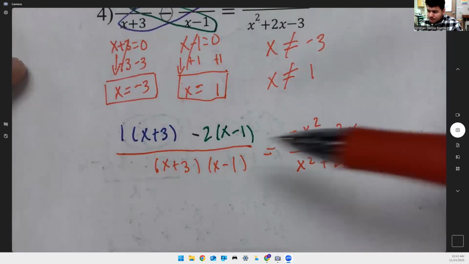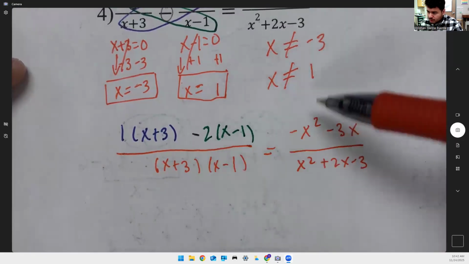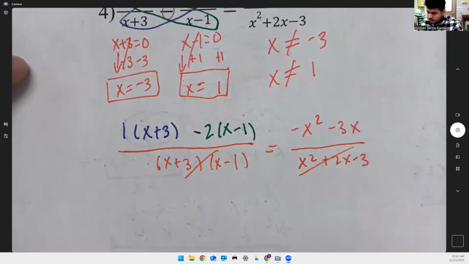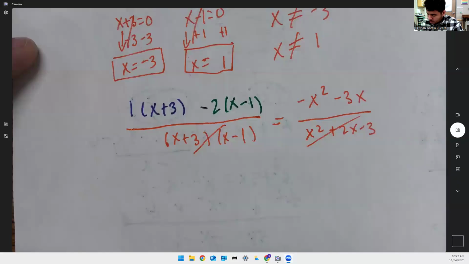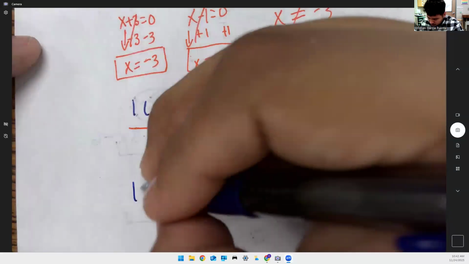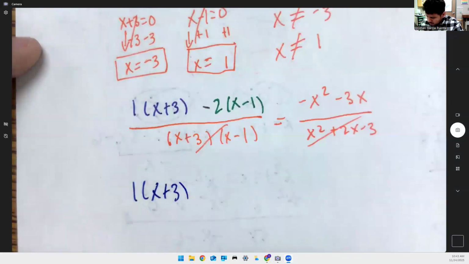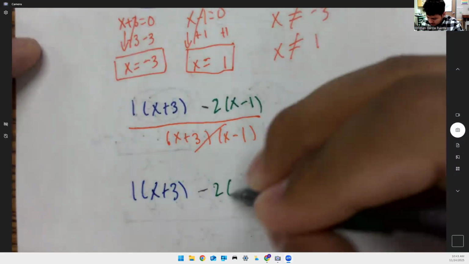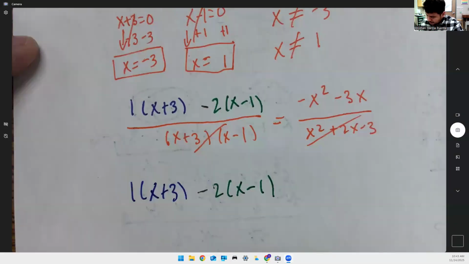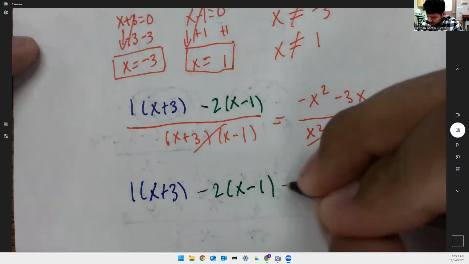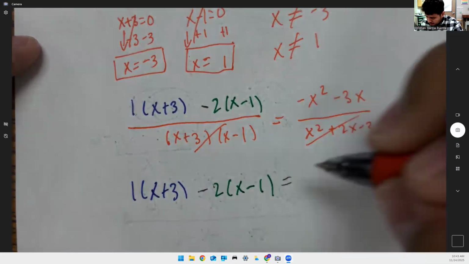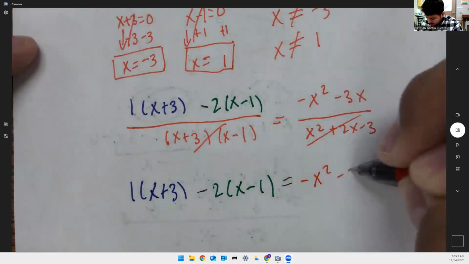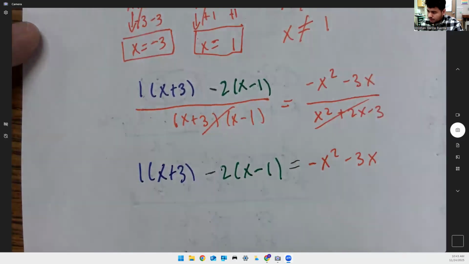So over here, they're equal to each other. So we'll just make the tops equal to each other. So you can just cancel out the bottoms and you'll be left with the top. So I'm going to rewrite the top again. So you have 1 and x plus 3 minus 2 and x minus 1. And that's going to equal negative x squared minus 3x.